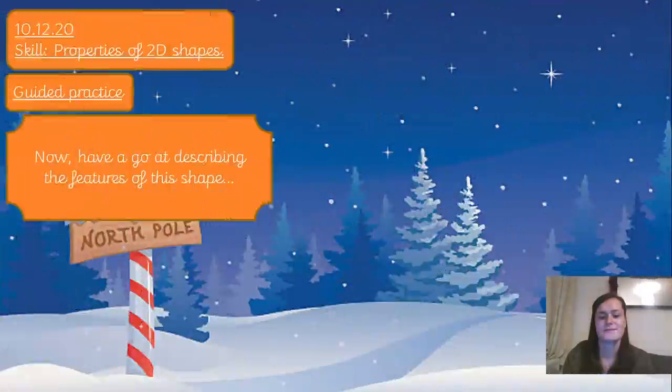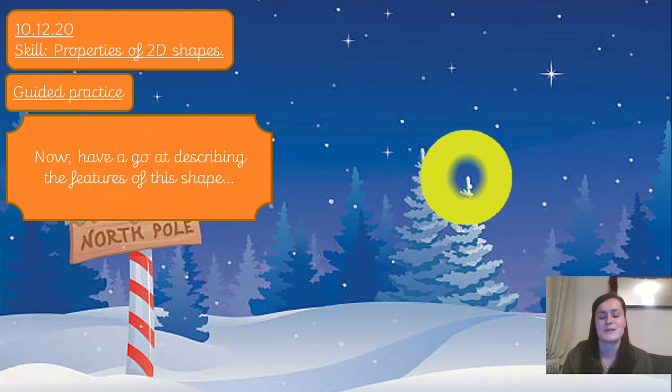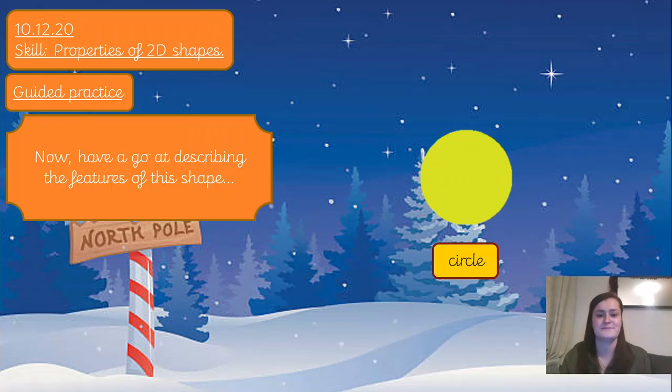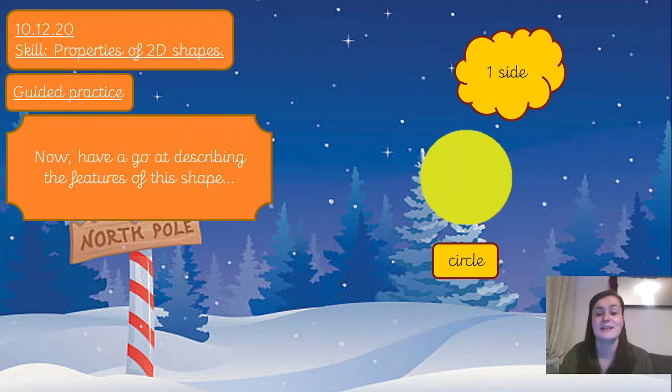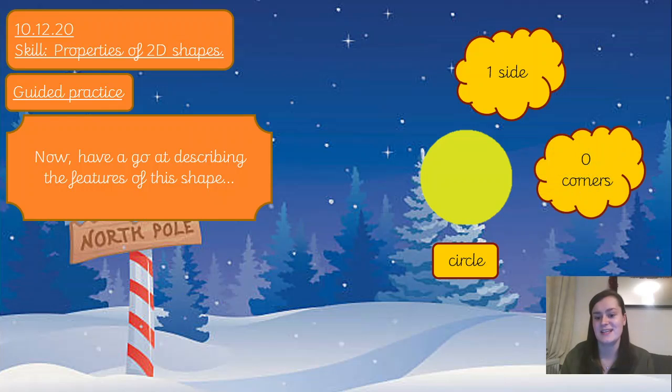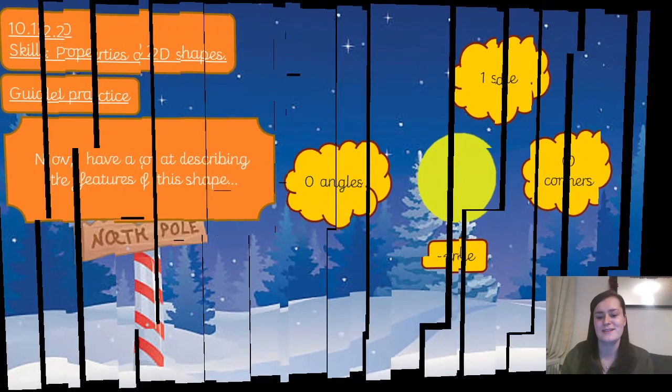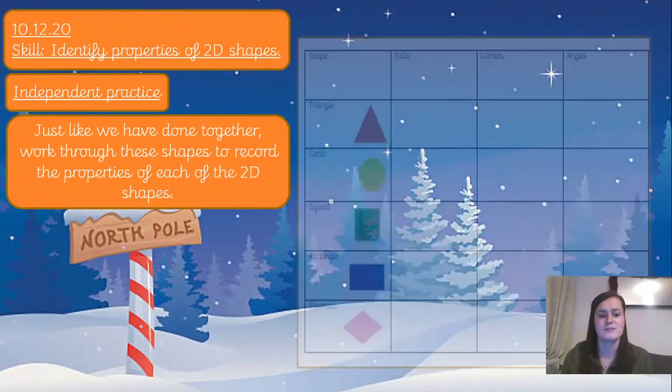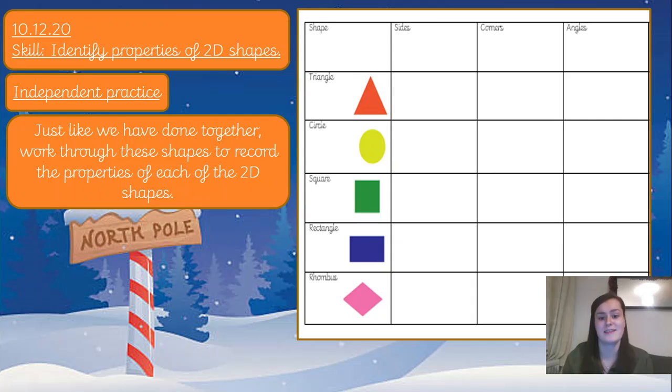Let's have a go at another one. What's this shape? So I hope you said it's a circle. How many sides has a circle got? 1 side, well done. How many corners has it got? 0 corners. And how many angles has it got? It's got 0 corners. How many angles would it have? 0 angles, well done.